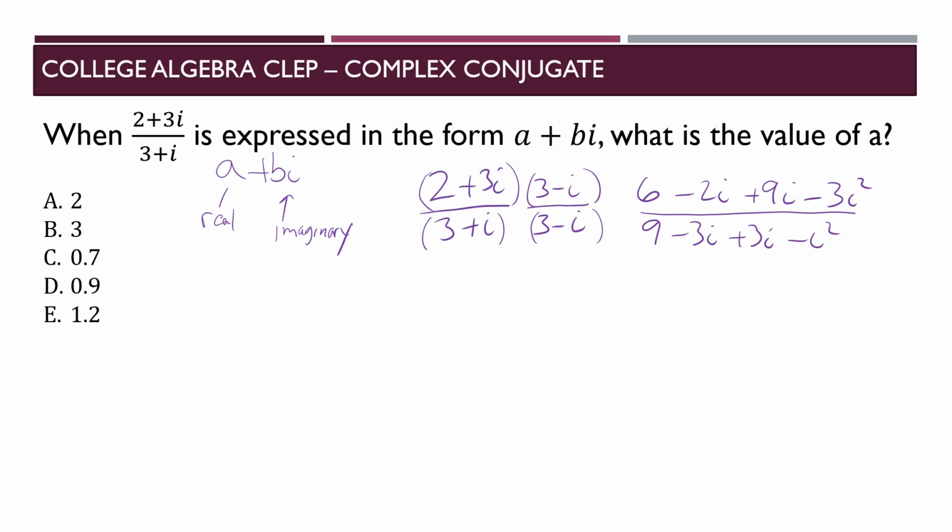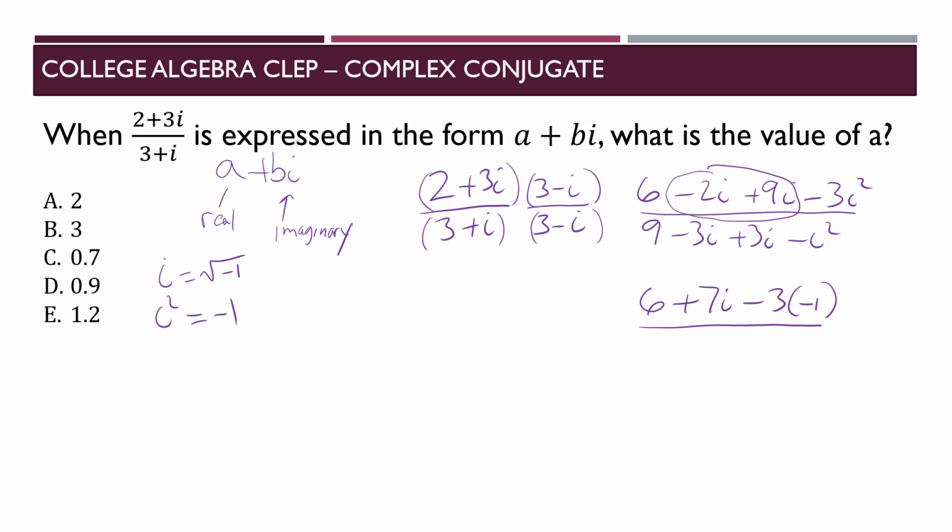Now remember with complex numbers, i is equal to the square root of negative 1, and i squared is equal to negative 1. So I'm going to change my i squareds to negative 1. Alright, so we have 6 - 2i + 9i - 3i squared. I can combine like terms. Negative 2i plus 9i is 7i. So 6 + 7i, and I'm going to change our i squared to negative 1, so times negative 1.